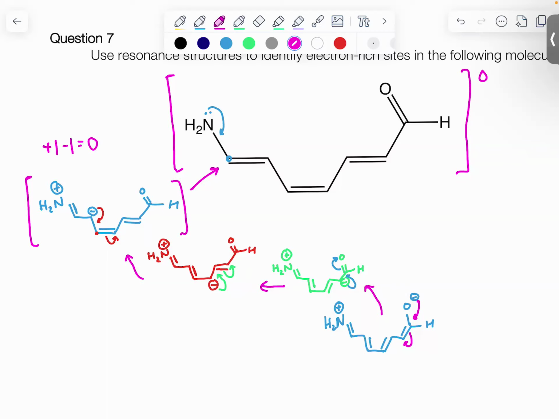That continues to be the case for all of our resonance structures and will always be the case for resonance structures. If you start with a positive charge, your overall charge on every resonance structure should be +1. If you start with a negative charge, all your resonance structures should have an overall charge of -1.